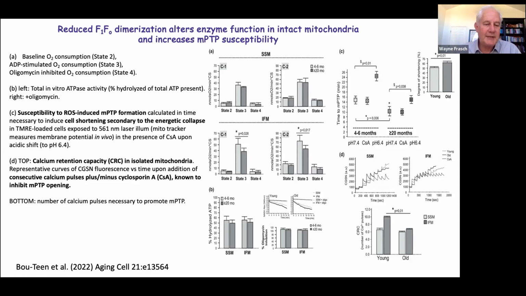electron energetic collapse, and he could measure that by having these loaded cells with a means to measure the amount of membrane potential inside them using MitoTracker. And he saw the collapse of the membrane potential. Then he also looked at the calcium retention, and he found that when cyclosporin A, which is known to inhibit the MPTP, was added, he was able to see an effect there as well.